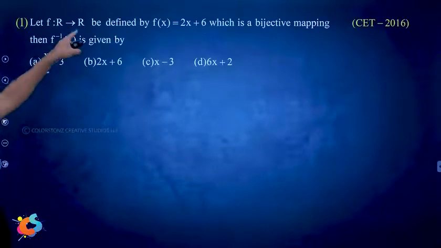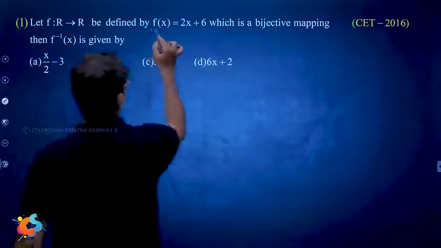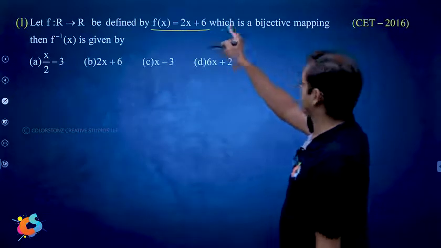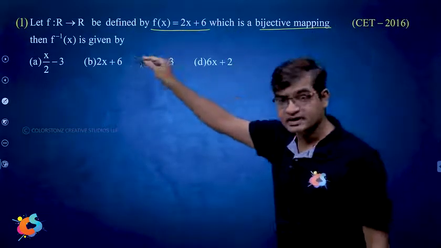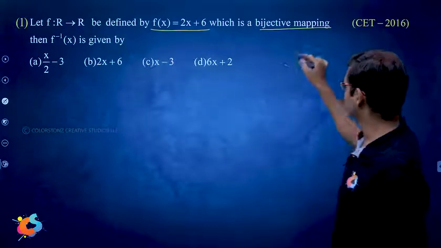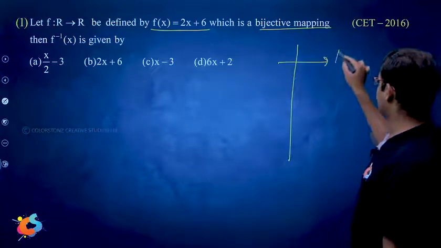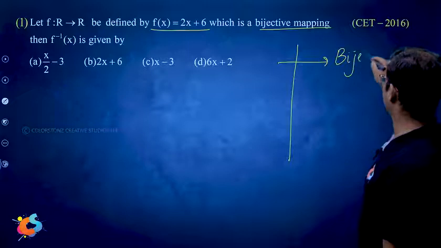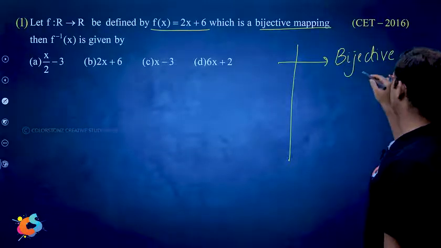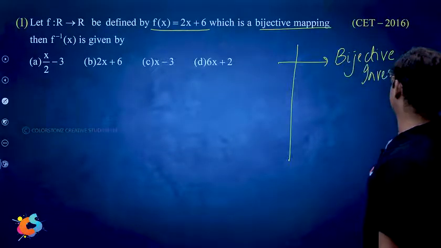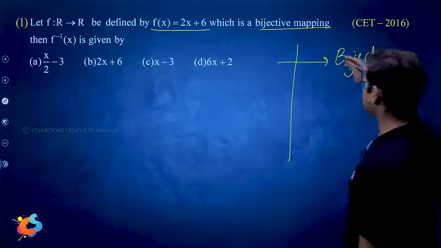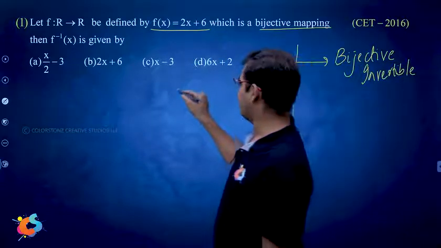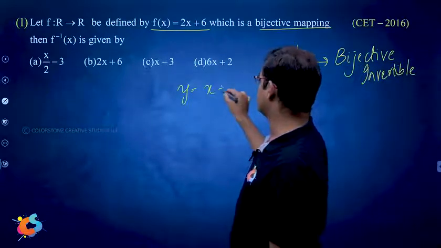So here we have the first question. Let f be a mapping from R to R, defined by f of x is equal to 2x plus 6, which is a bijective mapping. Then f inverse of x is given by. Okay. It is already given that this is bijective, so you don't even need to check. Bijective means 1-1 and onto, which means invertible. If this function is invertible, then finding the inverse function is just a 2-minute work.